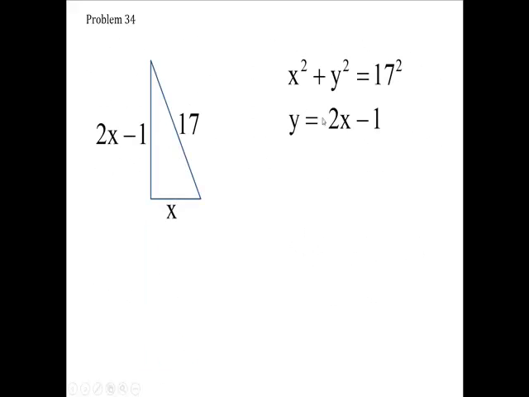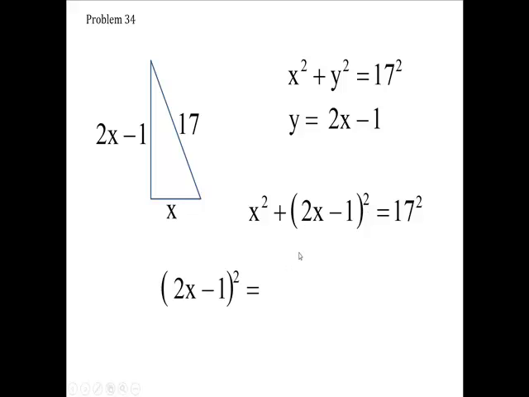So here's my two equations that go with this triangle. And we have x squared plus y squared is 17 squared, where y is what? Fill this in with what? Okay. Now what is this 2x minus 1 squared? How do we figure that out? Well, you're going to square the first one. You're going to take twice the product of these two. So you have minus 2x, and you're going to do double that. And then you square the last term.